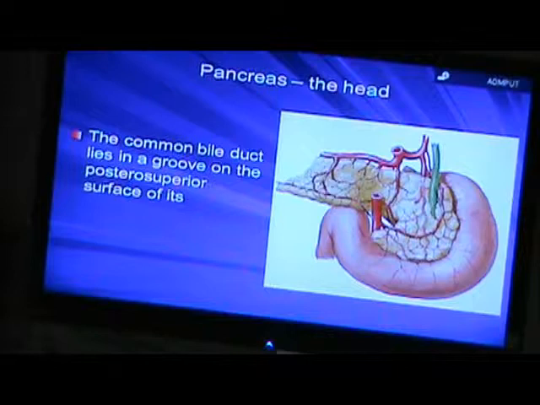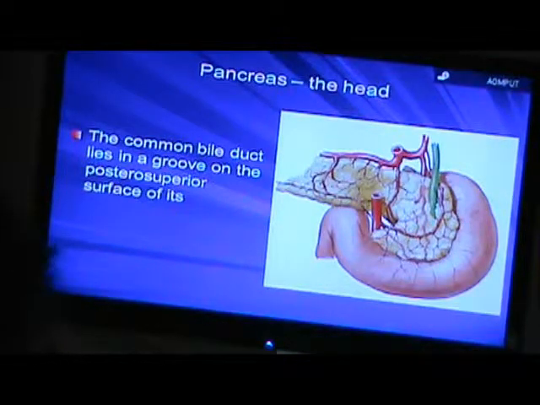The common bile duct, here in green color, lies in a groove on the posterior superior surface of the head of the pancreas. Look, this common bile duct first crosses posterior to the superior part of the duodenum, and next it passes in the groove between the descending part of the duodenum and the head of the pancreas.